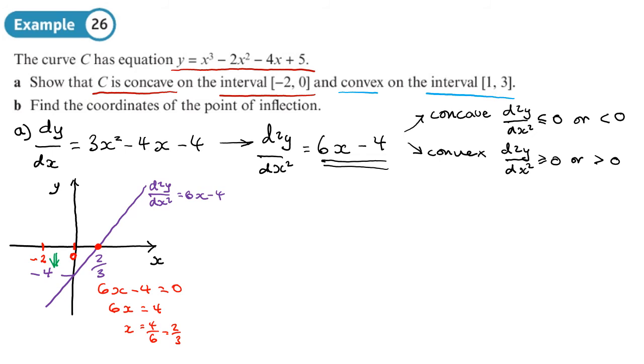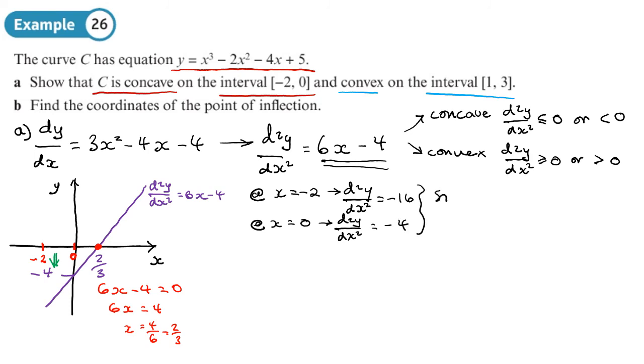So at x equals minus 2, the second derivative would be equal to negative 12 minus 4, negative 16. And at the other end of the interval, x equals 0, the second derivative is going to be negative 4. Since this is linear, it is always going to be less than 0, so that shows that it's concave.